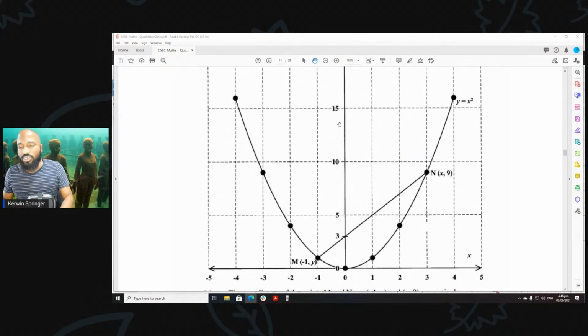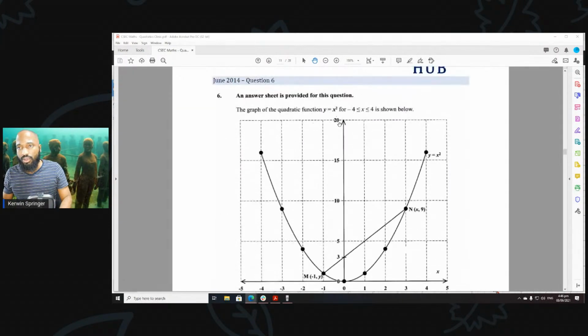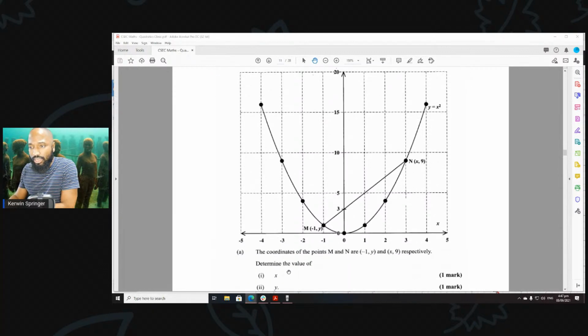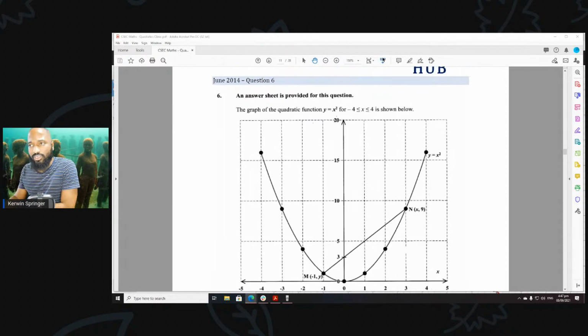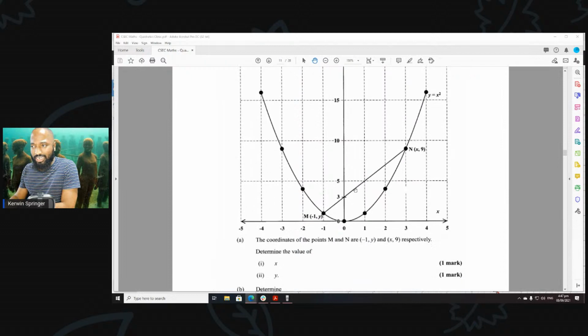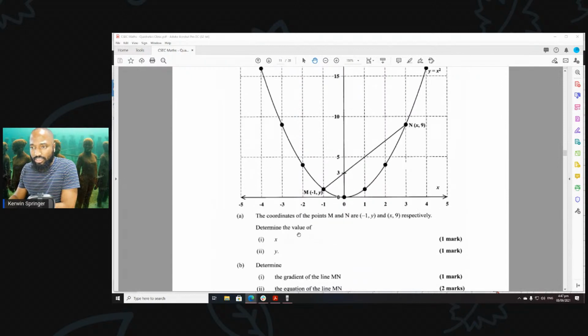All right, so let's go to number 6 on June 2014. The graph of the quadratic function y equals x squared for -4 shown below. The coordinates of the points M and N are on y equals x squared. Determine the values of x and y.